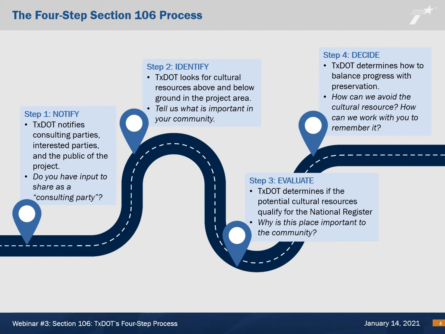When a project requires the Section 106 review process, our archaeologists and historians follow 4 steps: notify, identify, evaluate, and decide. In this webinar, we'll discuss these steps one by one, but it's important to note that some steps can happen at the same time. For example, we might notify you that a project is starting and at the same time ask for help identifying important places in your community.